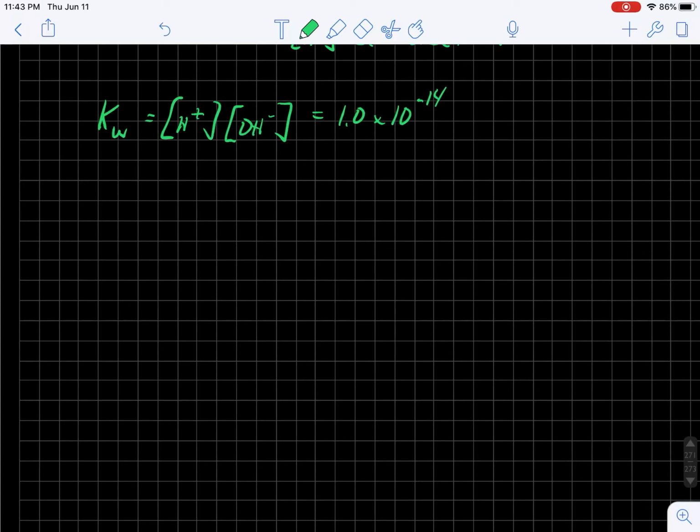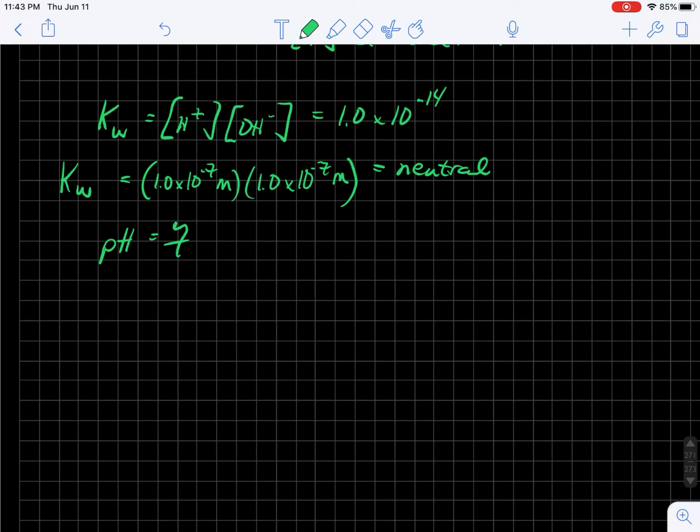So let's say, for instance, when I said the H plus dominates, it's an acid, and when the OH minus dominates, it is considered a base. What if they're both equal? If they're both equal, then this would have to be 1 times 10 to the minus 7 molar times 1 times 10 to the minus 7 molar in order to multiply out to be Kw, if this was a neutral solution. Notice that negative 7. Does that number look familiar to you? Does the negative 14 look familiar to you? It should, because if we had a neutral solution, we would say the pH of that solution is equal to 7.